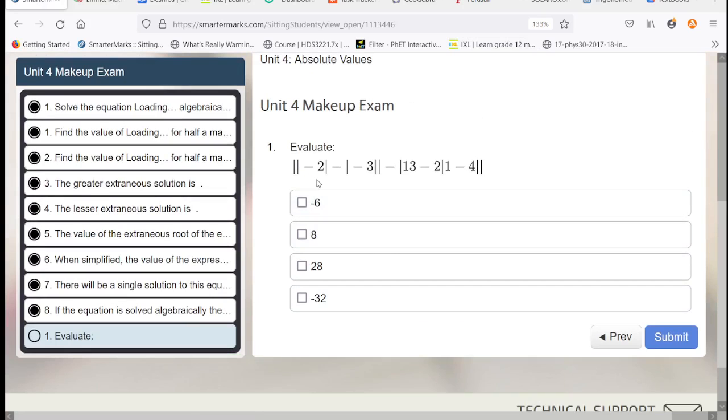Finally, we want to evaluate this one. So we have to be careful about where the absolute values are opening and closing, remembering that an absolute value cannot hold just an operation. So this is 2 minus 3, which is 1, or negative 1, and the absolute value of that is 1. The right-hand side, 2 times 3 is 6, so this is 7. So we have 1 minus 7, which makes for a negative 6.